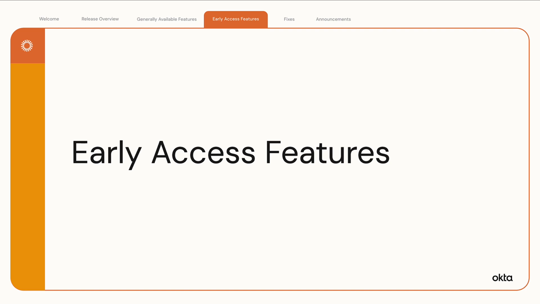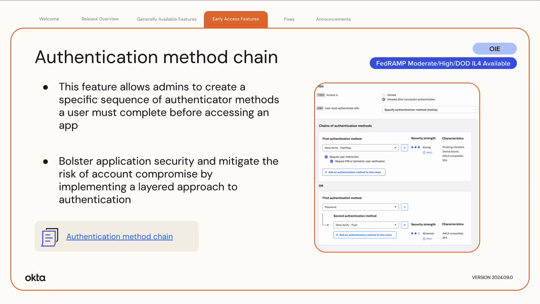Let's wrap up with a look at early access features. Authentication method chain. With this feature, you can require users to verify with multiple authentication methods in a specified sequence. You can create multiple authentication method chains in an authentication policy rule to cater to different use cases and scenarios.